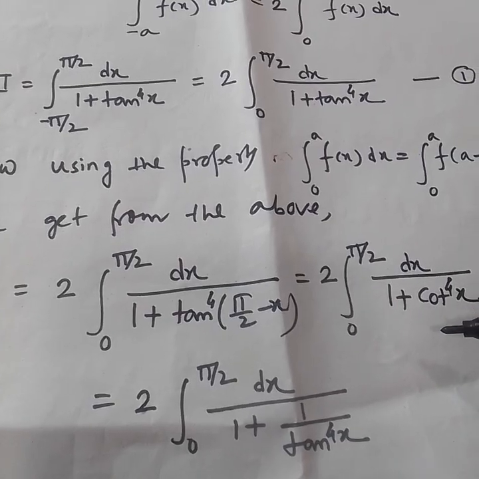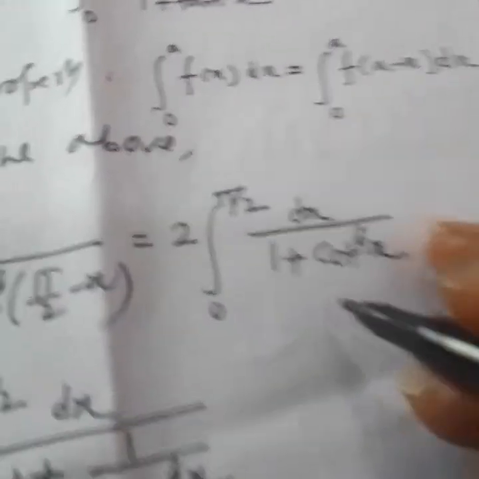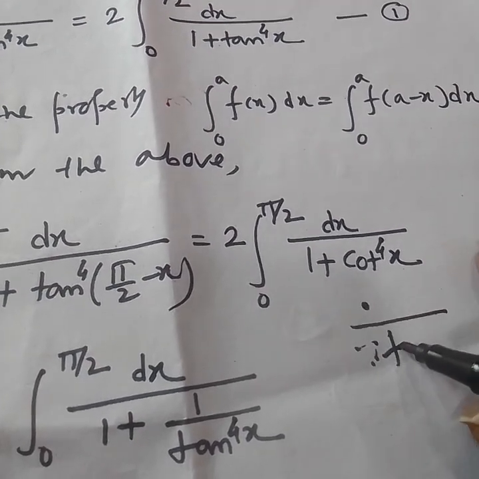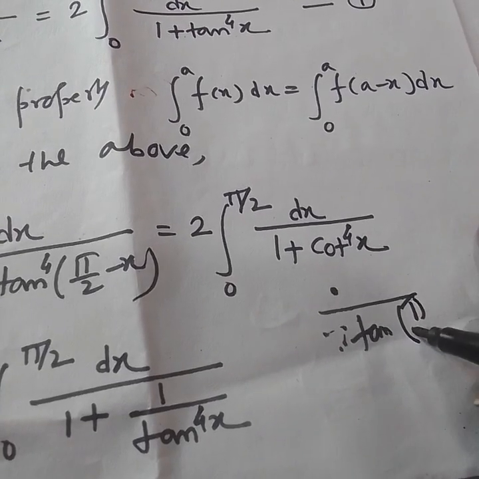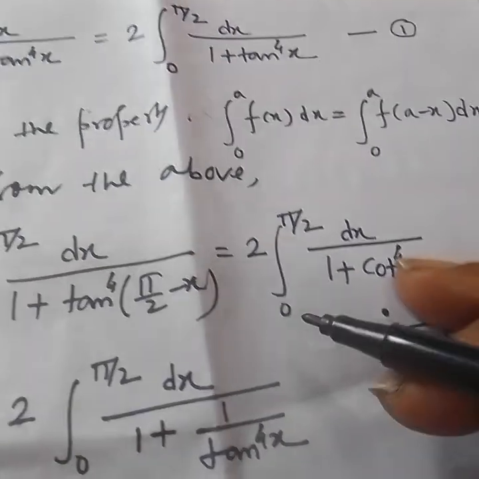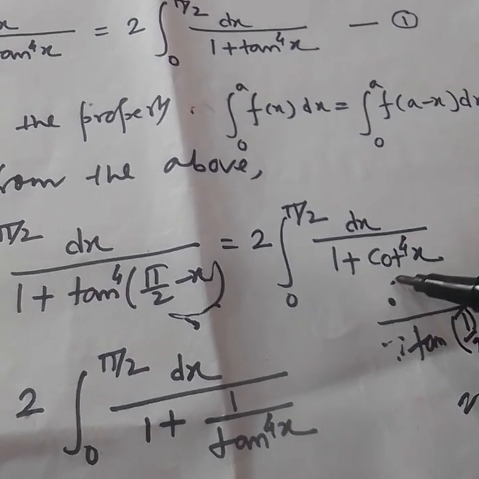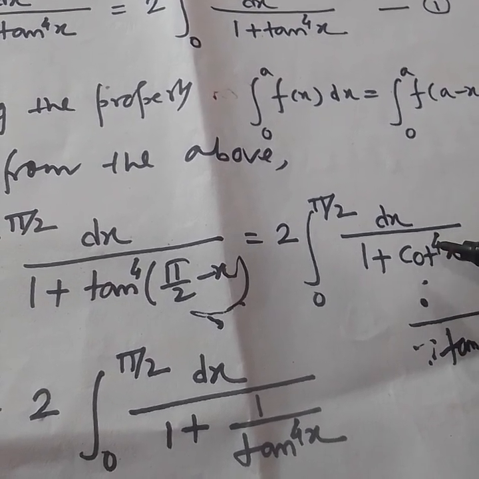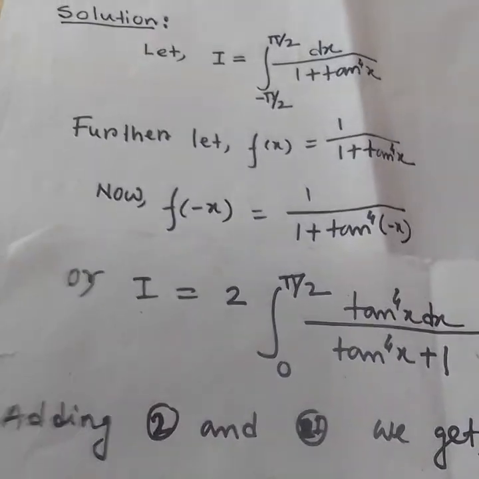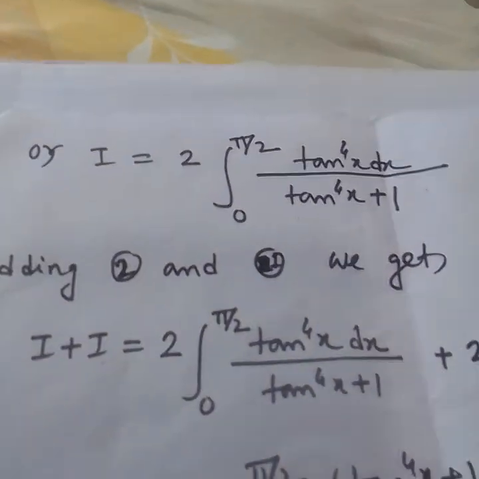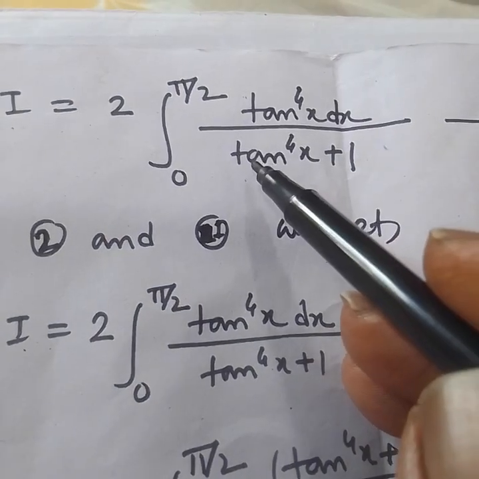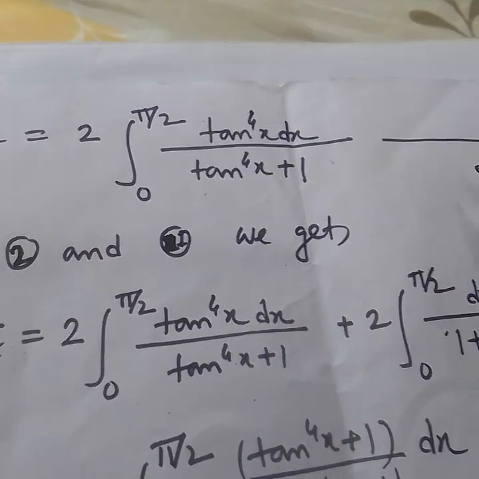Since we know that tan of pi by 2 minus x equals cot x, this becomes cot to the power 4x, and writing cot to the power 4x as 1 by 10 to the power 4x, after solving this we get I equals 2 into the integral from 0 to pi by 2 of 10 to the power 4x dx by 10 to the power 4x plus 1. We will write this as equation 2.